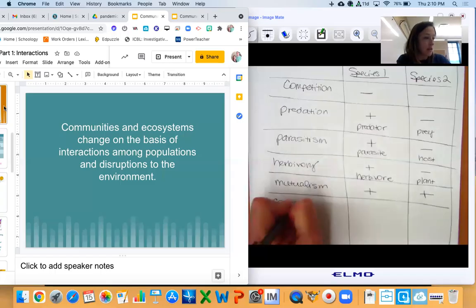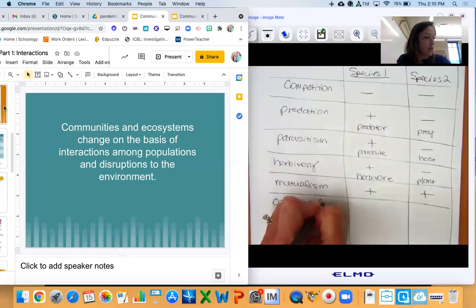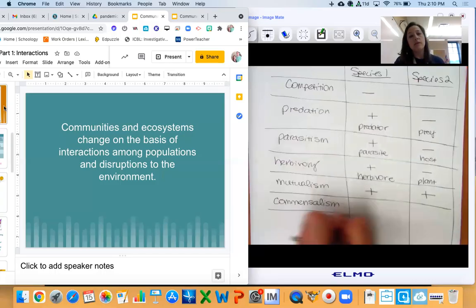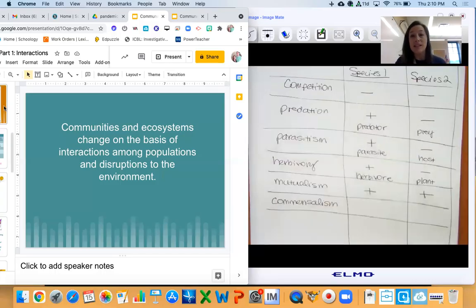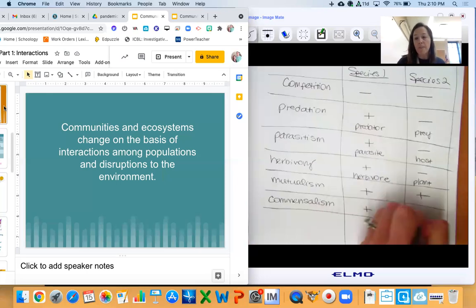Commensalism is, let me write it and not try to talk while I'm spelling. Commensalism is a relationship in which one species benefits, but the other is not helped nor hurt. It doesn't care that the other species is there. So it's a plus zero.